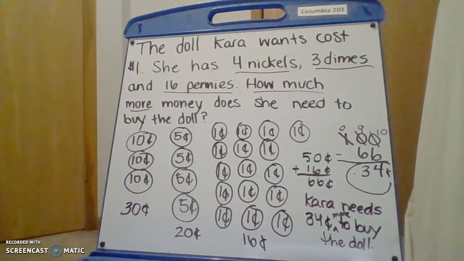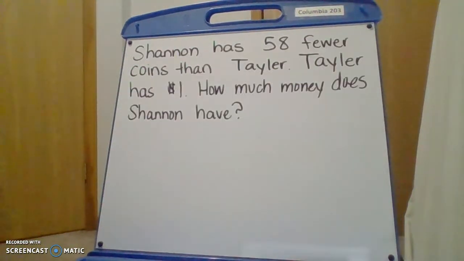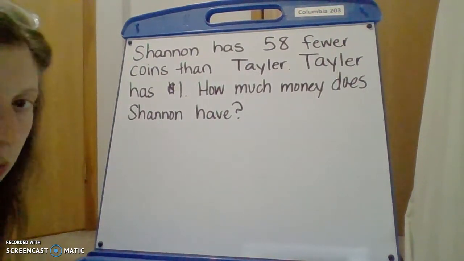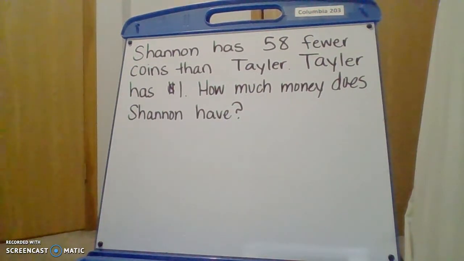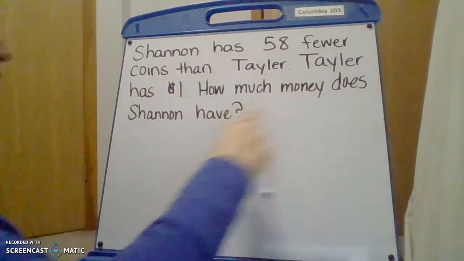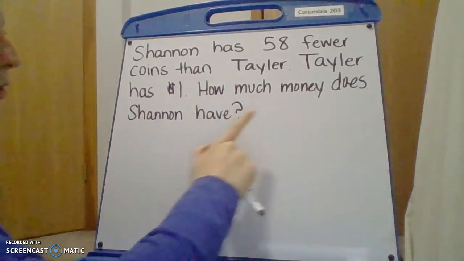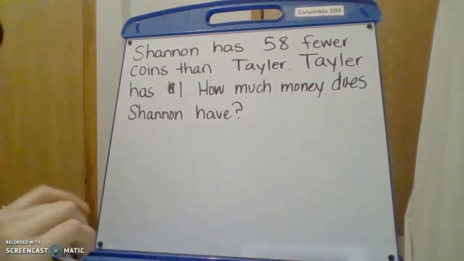All right, so now I'm going to write a problem on the board for you to solve on your own. So give me a second. All right, so your problem that you're going to solve says Shannon has 58 fewer coins than Taylor. Taylor has $1. How much money does Shannon have? So remember, this is very similar to the first problem we did. So if you have to, go back and reference it. Draw a picture, draw the coins if you have to. Check your work, make sure you have sentences. So after you've solved how much money does Shannon have, make sure you answer that question with a sentence.